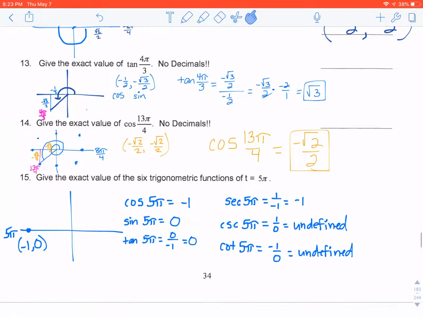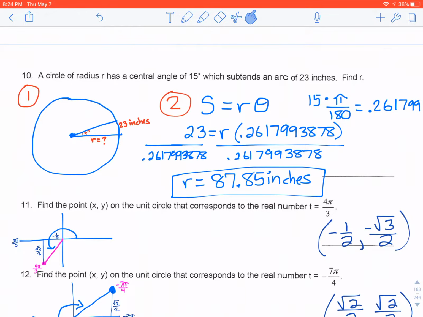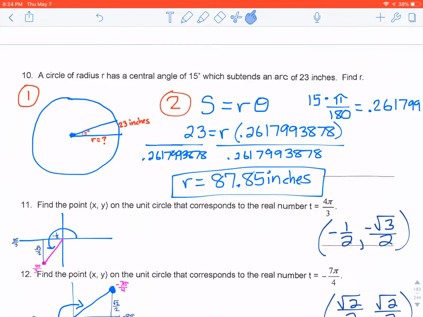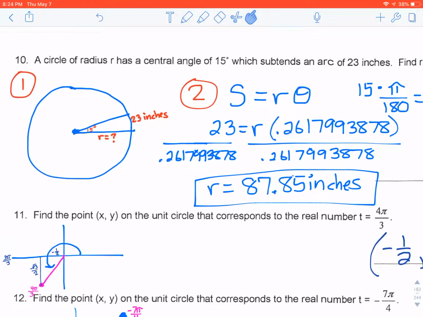Let's now flip in your packet to page 34. I did write my solutions on here just to make this easier for you to fix as I'm going through it. Okay, so page 34 in the packet. Number 10 says a circle of radius r has a central angle of 15 degrees and the arc is 23 inches. We need to find the radius. So the first thing that you want to do is draw a picture.